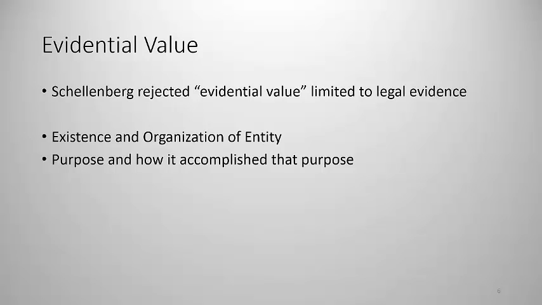Schellenberg rejected the English archival theory that evidential value meant legal evidence, meant it would be used in court or could be used in court. He said that historical records had evidential value in that they gave evidence, they documented the existence of the office that created them and how that office was organized, the entity that is. Evidential value also went to the entity's purpose and how the office accomplished that purpose. That is, what were the significant programs of that office? So existence, organization, purpose, and programs. These are evidential values that Schellenberg believed were exceptionally important.